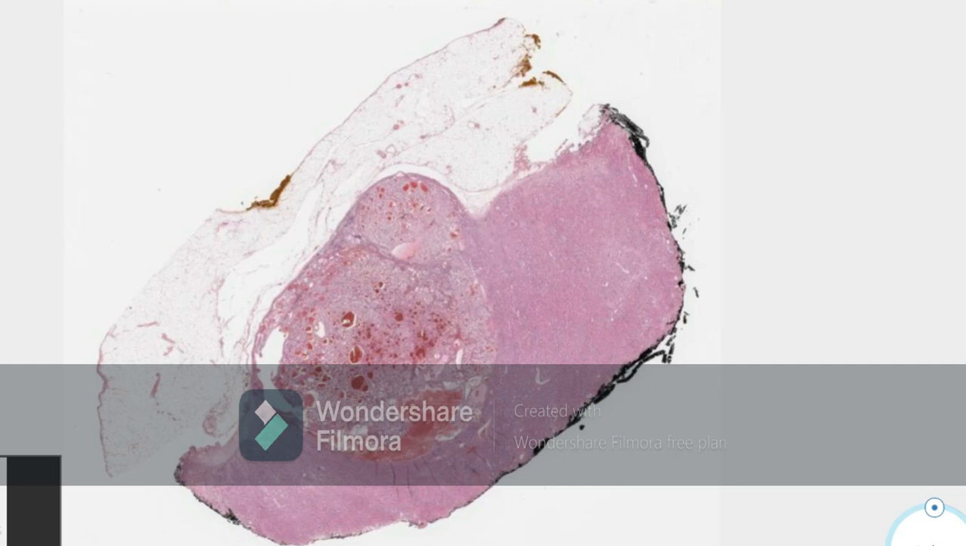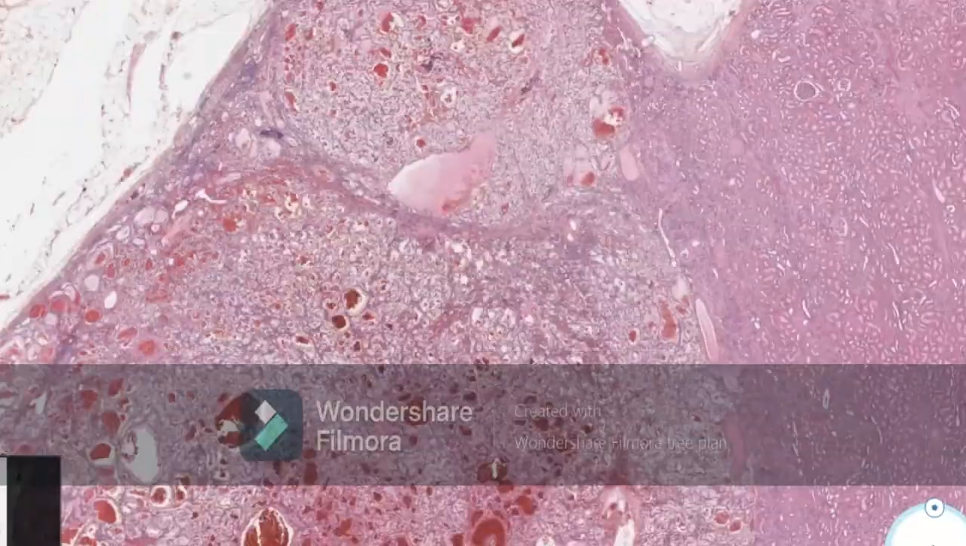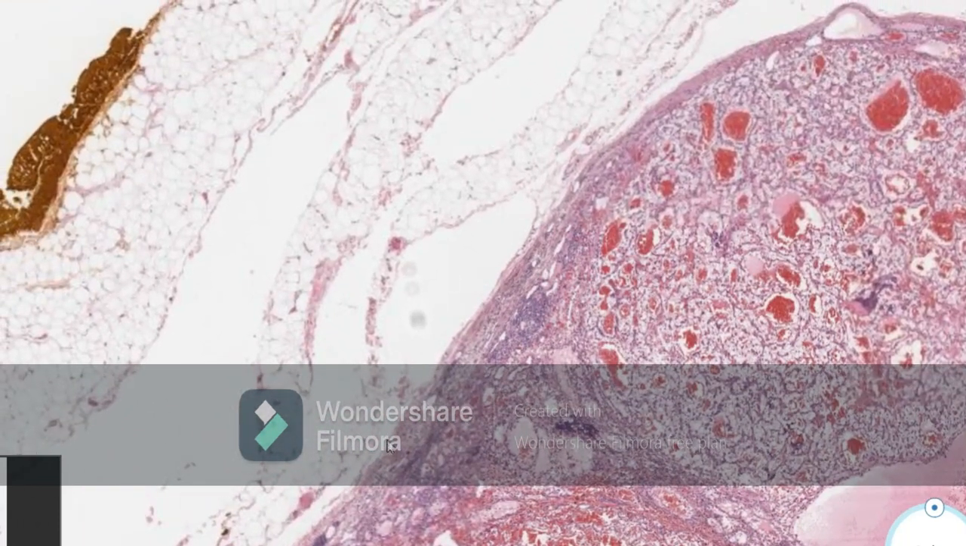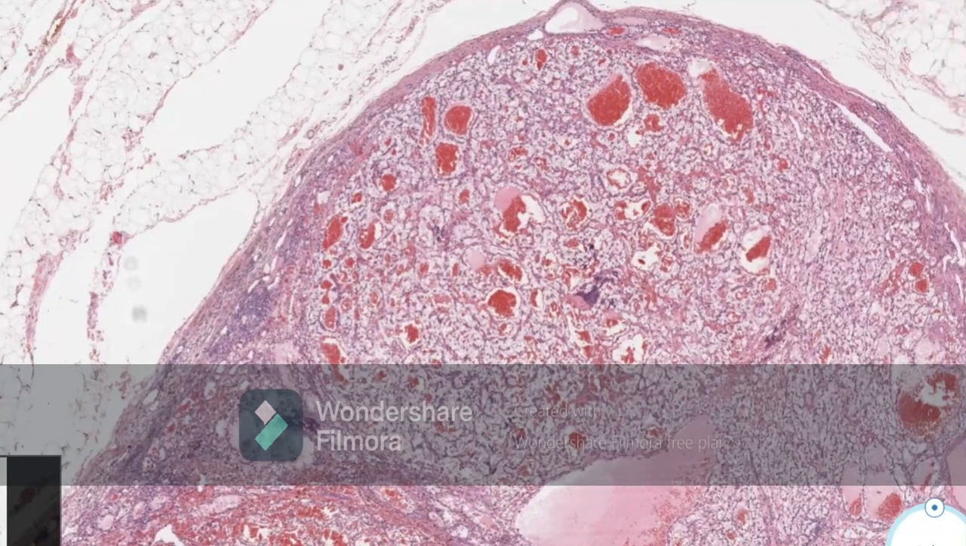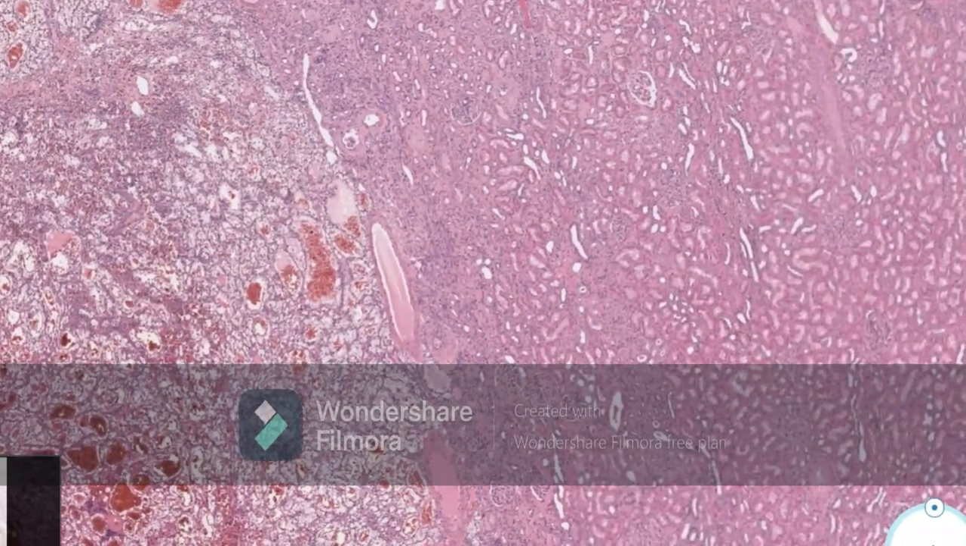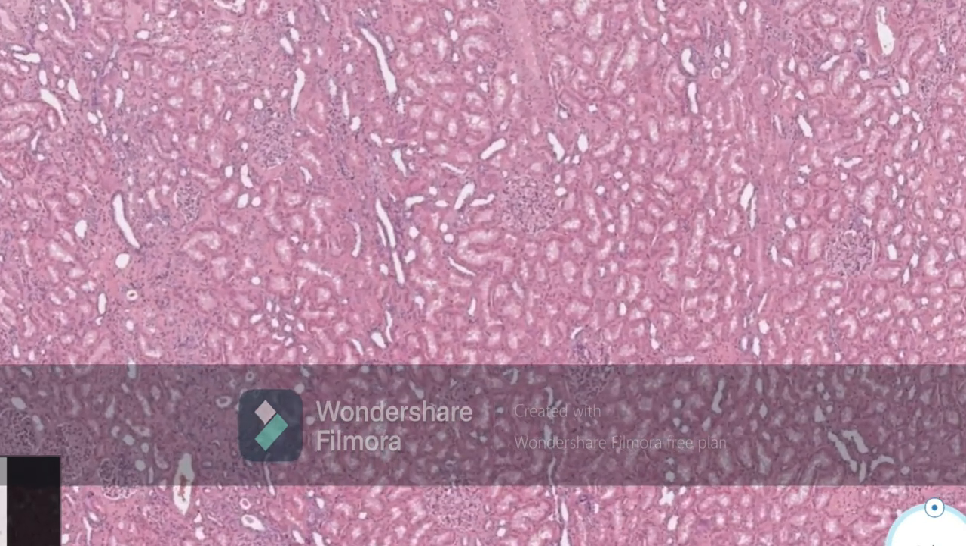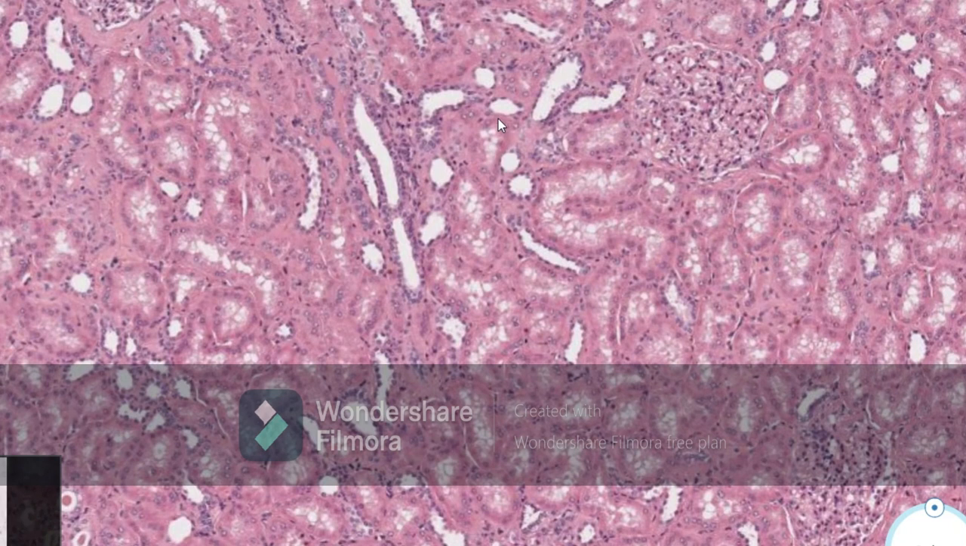Let me zoom in. So it has a thin capsule, the tumor, and this is the fat you're seeing here. This side you can see the normal renal parenchyma. Now you may ask how do you say this is a section from the renal tissue. When you zoom in, you can see the nice glomerular structures and the tubules. These are the renal tubules and these are the glomerular structures.